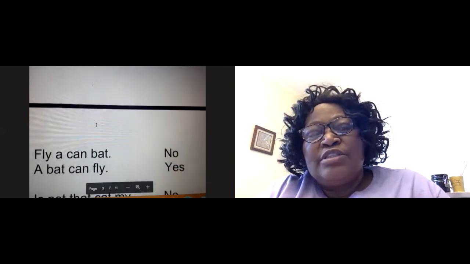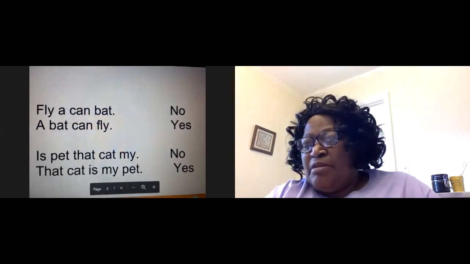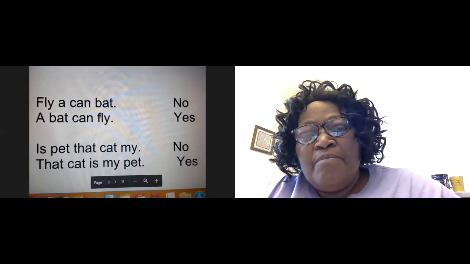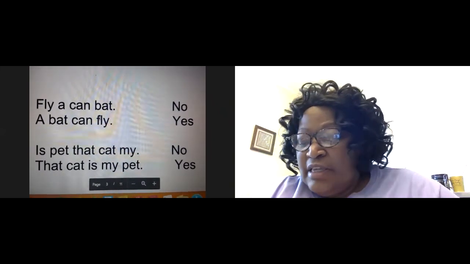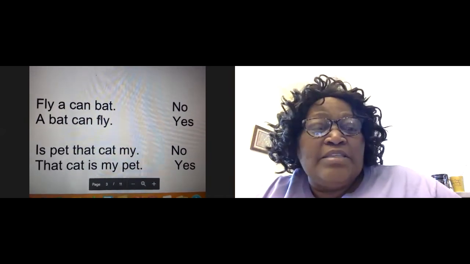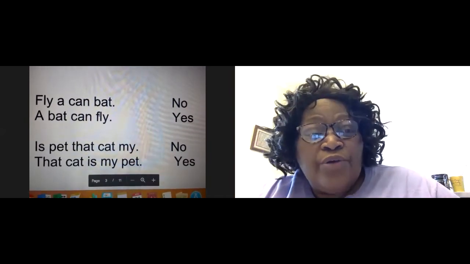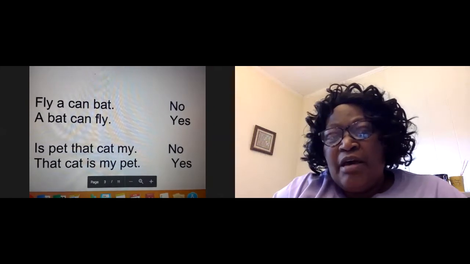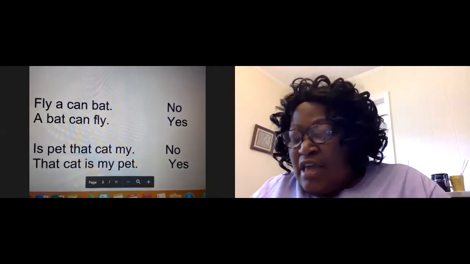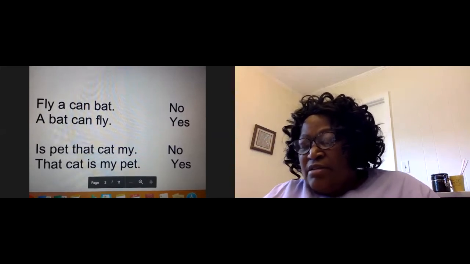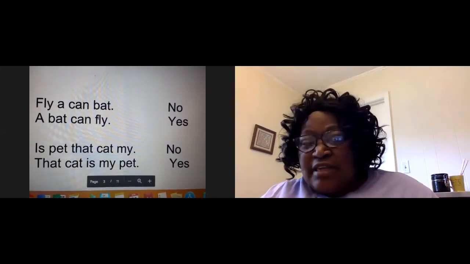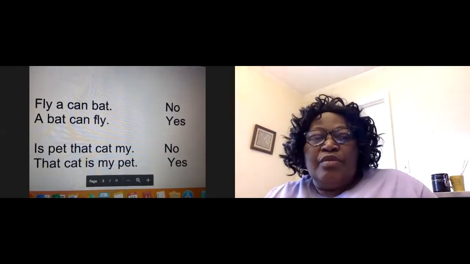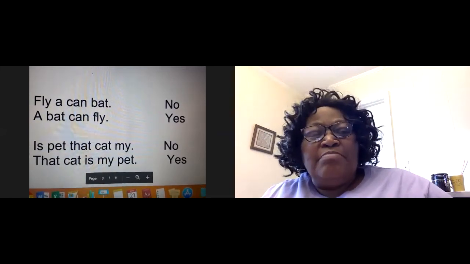Now we take the words that we make and we put them in a certain order to make a sentence. Words together make a sentence, but a sentence makes sense, so it's very important in which order that we put the words. Let's look at these statements. Tell me which one is a sentence and which one is not. Remember, a sentence makes sense. So let's read the first one, Miss Tiffany. Fly a can bat.